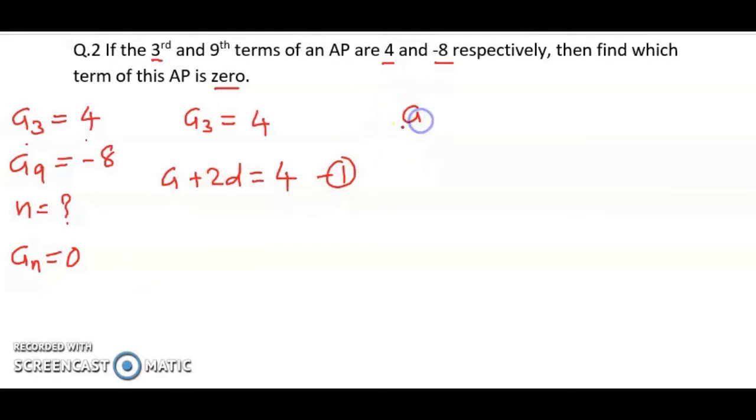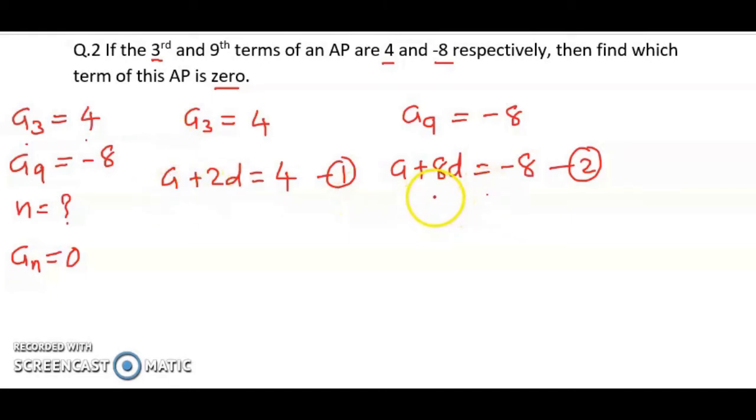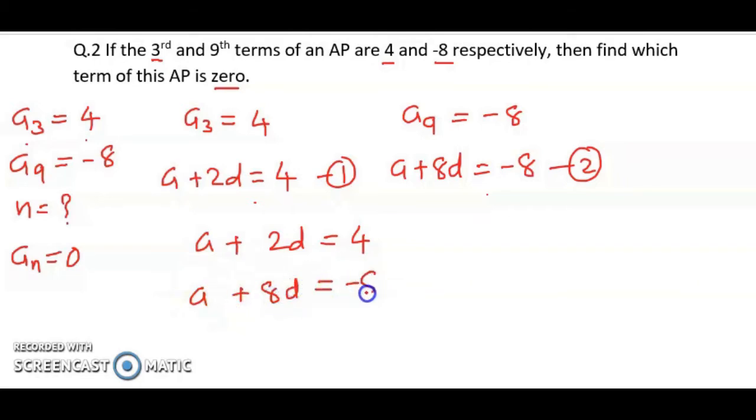Same way, here the ninth term of the AP is given minus 8, and for a9 we can use the formula a plus 8d, which will be equal to minus 8. So this is equation number 2. Now from equation number 1 and equation number 2, we can find the values of a and d. If you do the subtraction of those two equations, first equation a plus 2d equal to 4, and the second equation a plus 8d equal to minus 8.